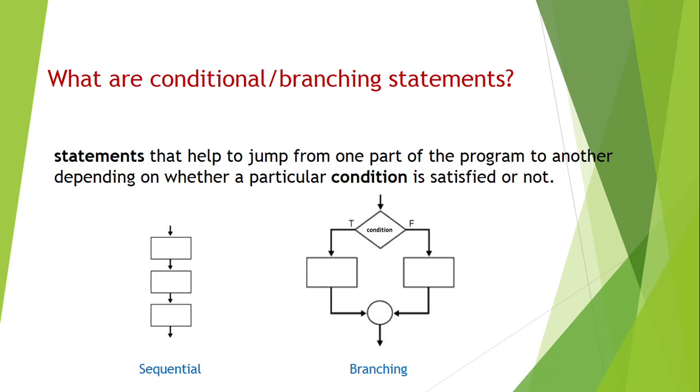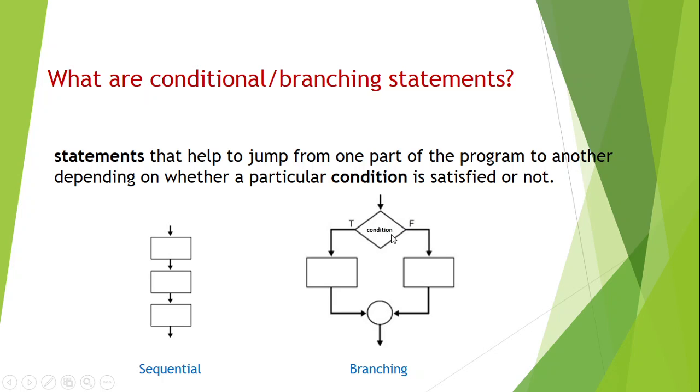Now, what are conditional and branching statements? Statements that help to jump from one part of the program to another depending on whether a particular condition is satisfied or not. So here we have already seen that sequential programming is where one after another all the statements are executed in a sequence, but in branching we have a certain condition.